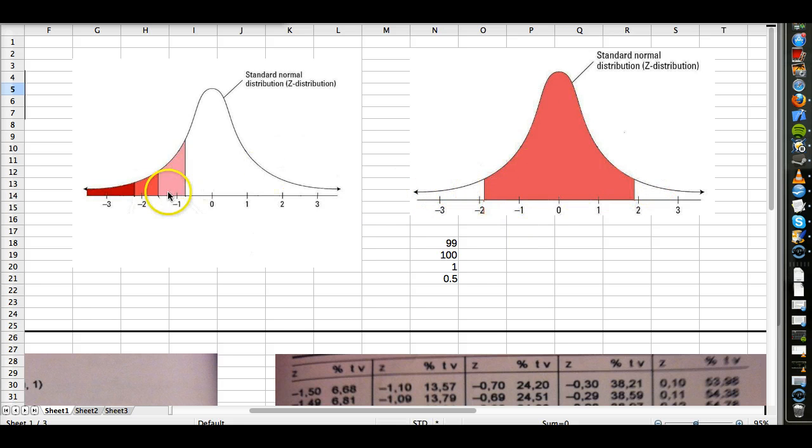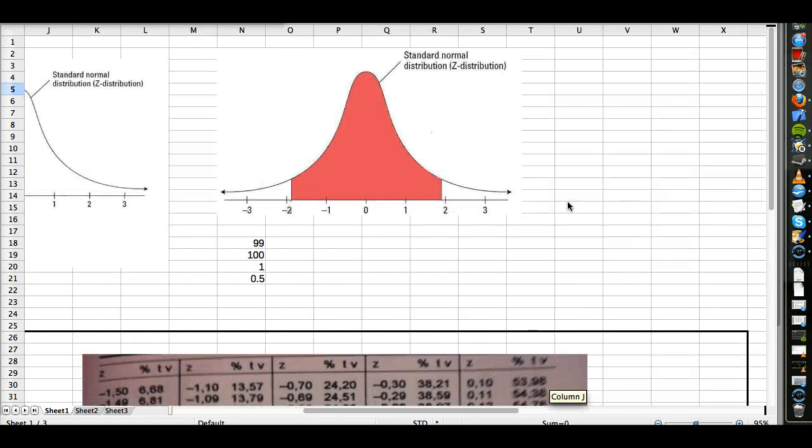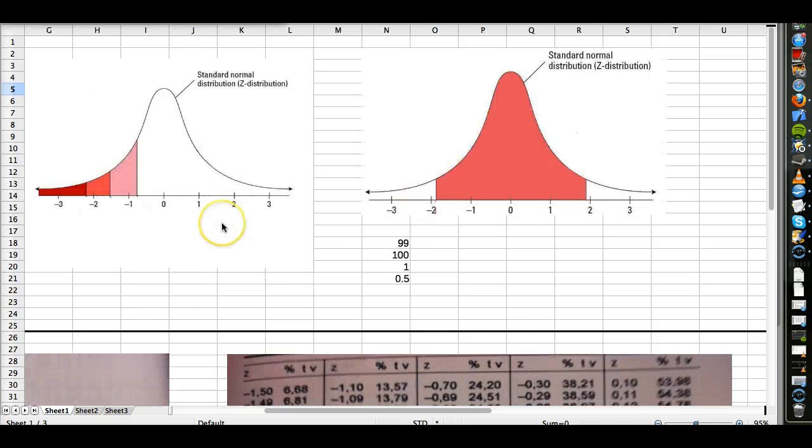Don't mind the shades, they're just to show you what we're looking for. This doesn't exactly illustrate what we're looking for in this specific example. So 2.58 would actually be located here, and the colors would go out a bit further than they are on this picture, and we would have 0.5% there and 0.5% there.